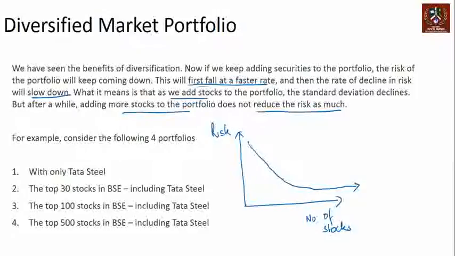Now, there are mathematical formulae which suggest that as you keep increasing the size of the portfolio, as you keep increasing n, where n is equal to the size of the portfolio, then beyond a point, the reduction in risk becomes smaller and smaller. But to get this data from live markets, we are going to look at data with respect to the following four portfolios.